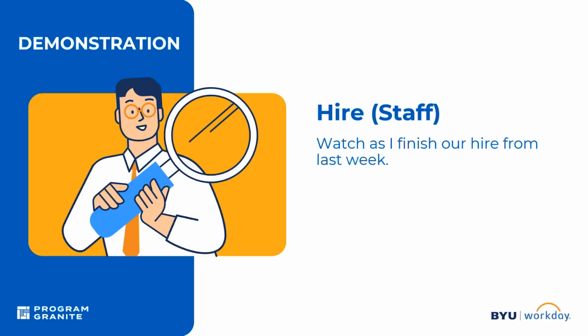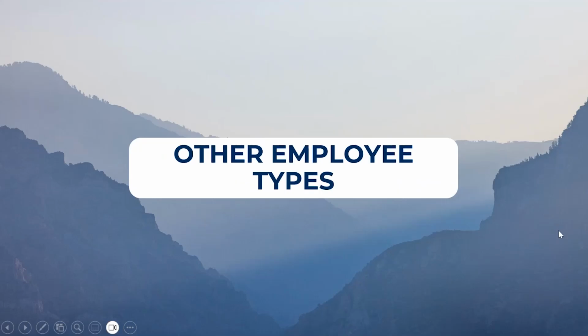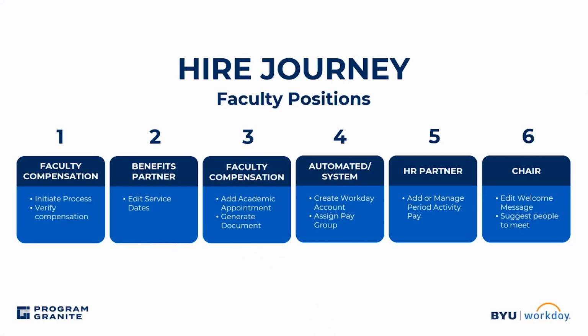Okay, awesome. Let's talk about other employee types. So we're not going to demo all of them, but we're just going to call out the differences of where it goes and kind of what the hire process looks like. So for faculty, it's going to go to the faculty compensation office. They're going to do the same thing, initiate the process, verify compensation like we just saw. I didn't have to change anything from it because it's all pulling over. They're just verifying it. They're doing that final check.